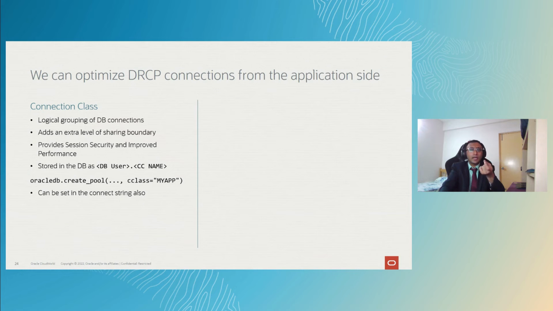So the same DB user can have multiple connection classes for different suites of applications, and all the data and session information is private to these suites of applications. I'll explain more about this in an example in the following slide. Note that the connection class can be set using the create pool method or the function for pool creation or connection creation method, and it can be set in the connect string as well.